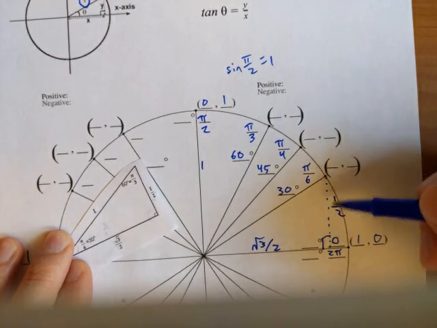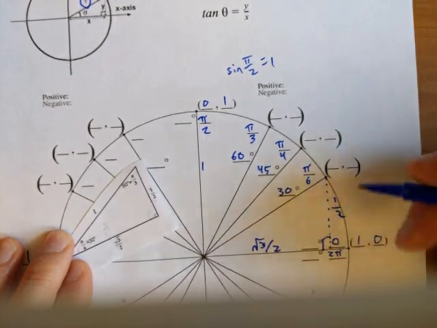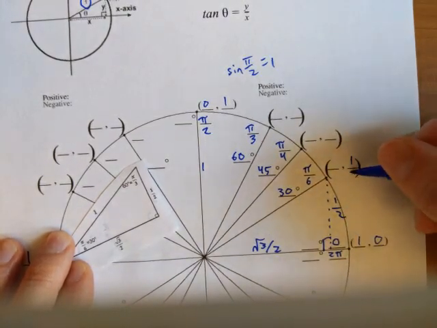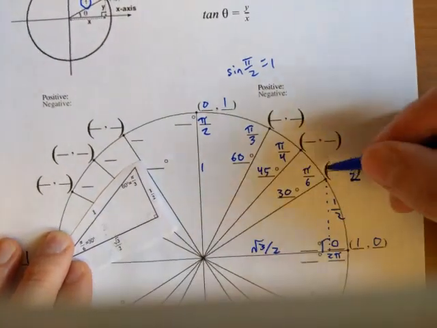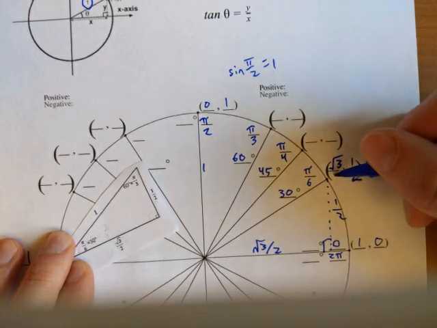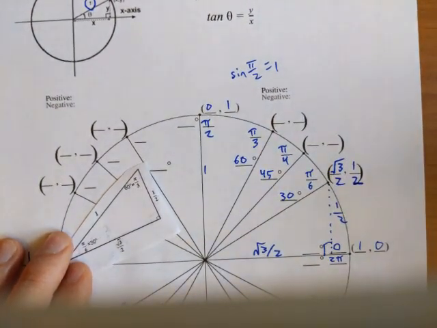Well, this opposite side is a vertical distance, so that's your y coordinate. So 1/2 goes right here. And then this side is a horizontal distance, so that's x. So √3 over 2 right there.